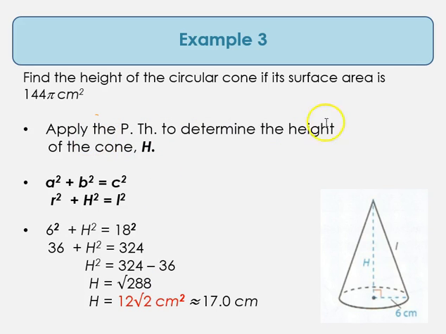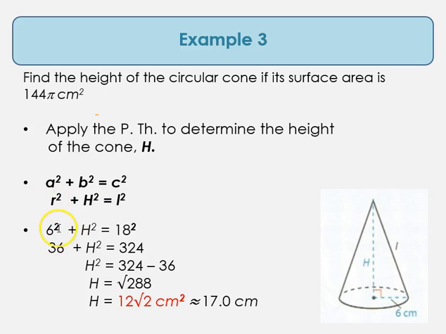Now we apply the Pythagorean theorem to determine the height of the cone because we were solving for two different things. So here's the Pythagorean theorem as we originally learned it: a squared plus b squared equals c squared. Now this a squared in a cone becomes r squared, the radius squared, plus the height squared, equals the slant height squared. Let's substitute known values.